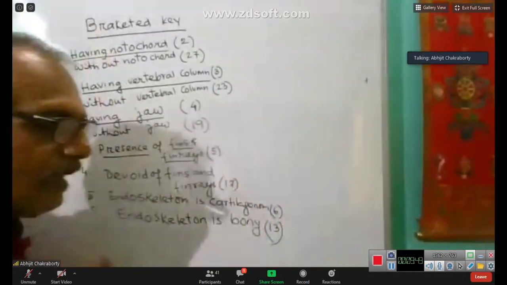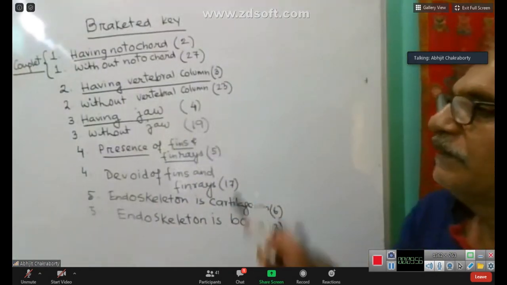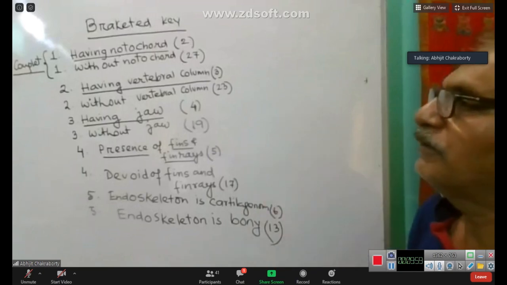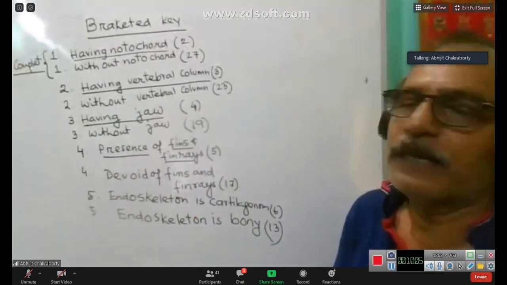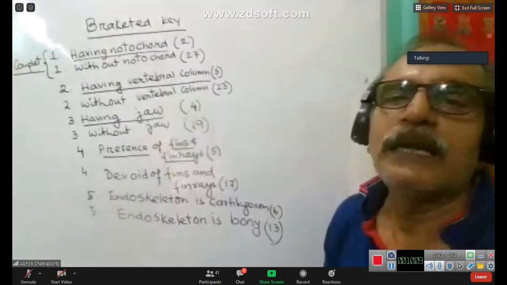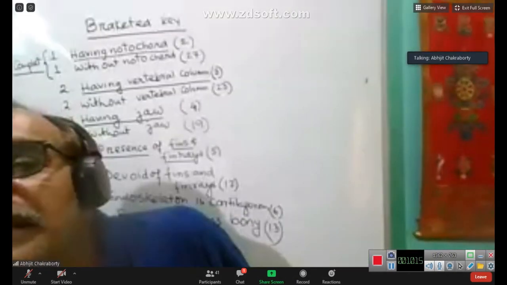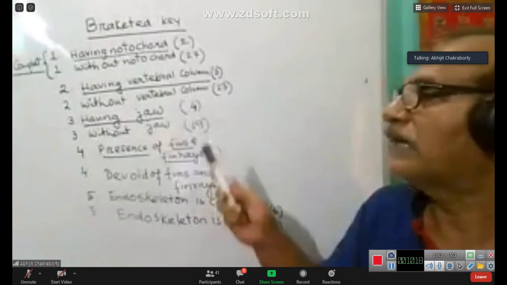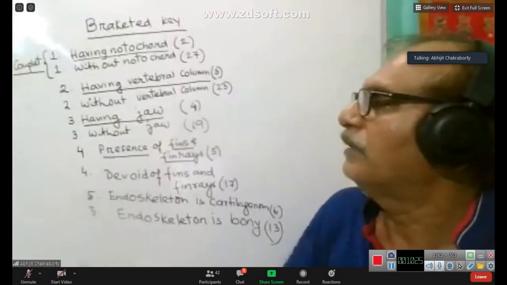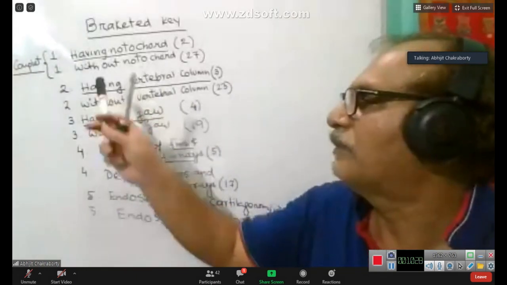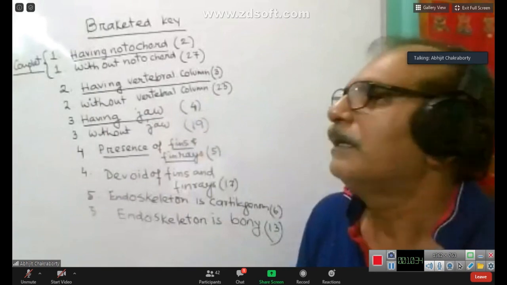Now look at this thing. I am repeating now. What is the speciality of the bracketed key? In a bracketed key, what is found? The two leaves of a particular couplet, or of every couplet, are found close to each other. And second thing, in between two leaves, no other characters are incorporated. Again, having a vertebral column and without a vertebral column is a couplet. Again, the two leaves of this couplet are also close to each other, and in between these two, no other characteristics are incorporated.